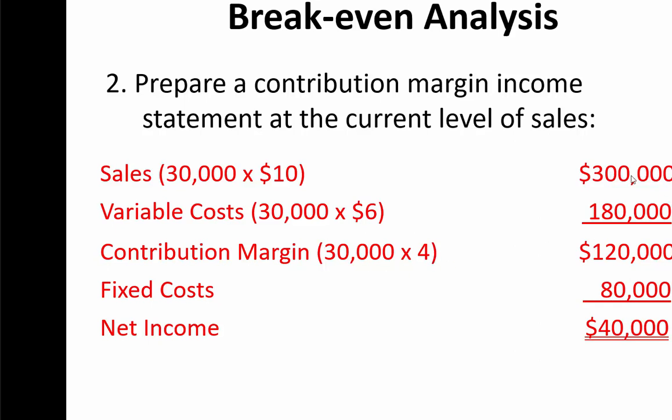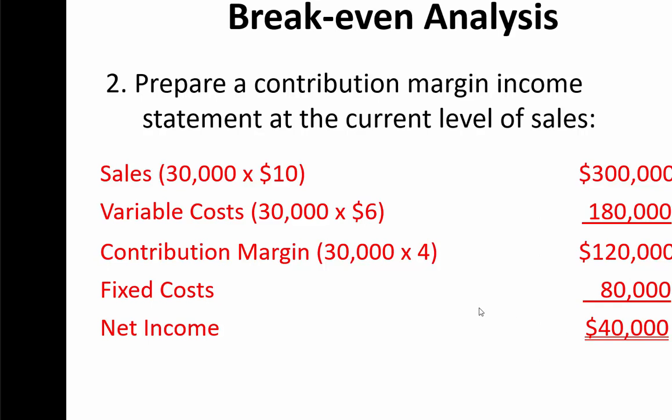All right? And then, so you don't really need this. You could just take your sales of 300,000, subtract your 180,000 variable costs, and you get contribution margin of 120,000. Our total fixed costs are $80,000. So that means currently we have net income of $40,000.